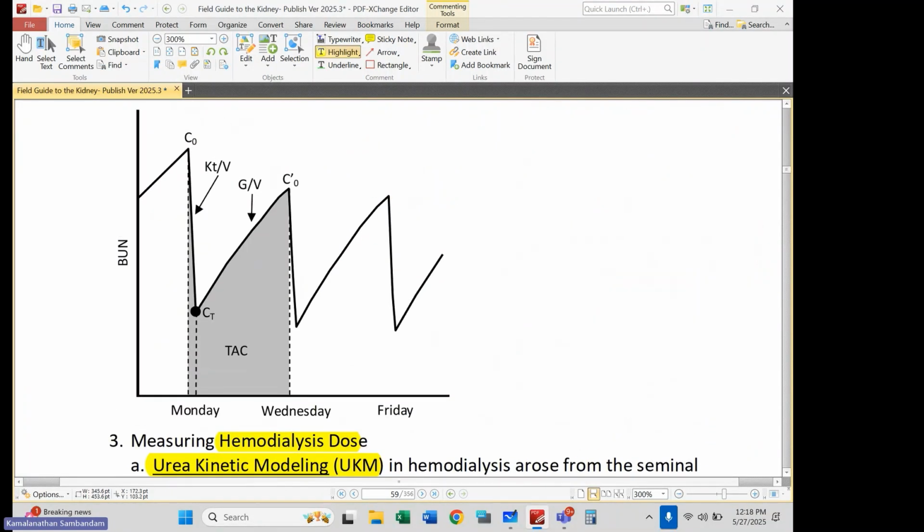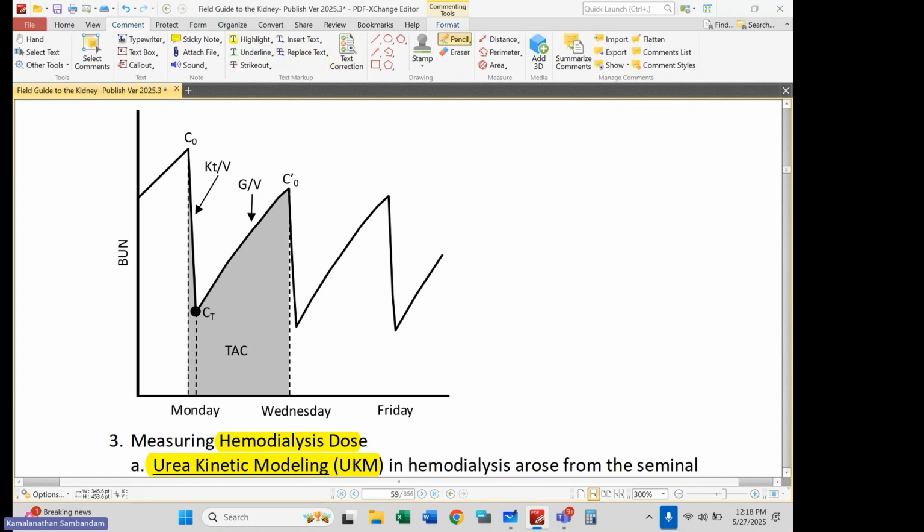The equilibrated KT over V refers to, if I can zoom into that very closely, what happens to the urea concentration in the first hour after dialysis. In fact, I get a bit of a rebound in that first hour, and then I get the urea concentration progressively rising from that initial rebound.